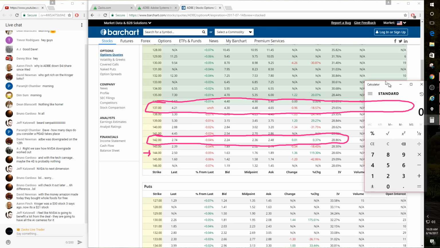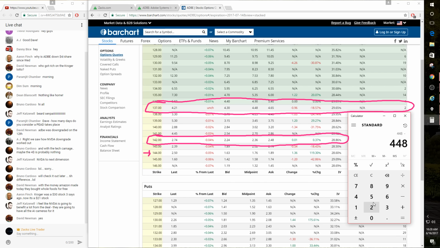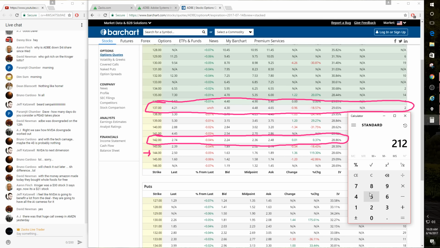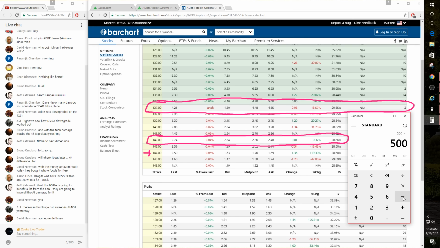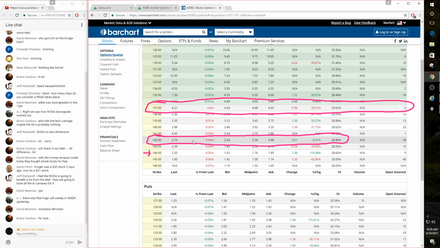Okay. So what about a 137, 142? So we go long the 137 call, 448. Simultaneously going short the 142. You're going to get 236 back. So in this case, it's 212. This is going to look a lot more attractive, I believe. 500 minus that 212. You got 288 on 212. Make 135%. That I'm much more comfortable with.